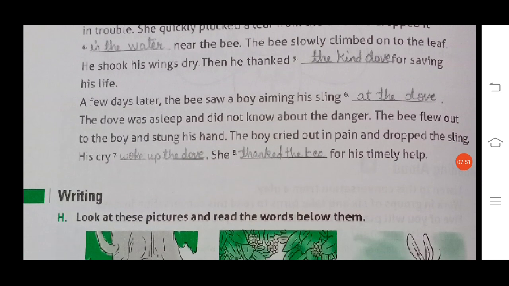A few days later, the bee saw a boy aiming his sling at the dove. The dove was asleep and did not know about the danger. The bee flew out to the boy and stung his hand. The boy cried out in pain and dropped the sling. He cried, woke up the dove. She thanked the bee for his timely help.